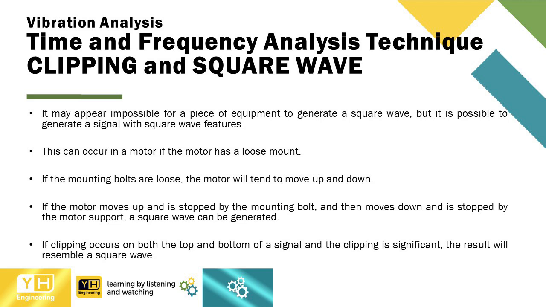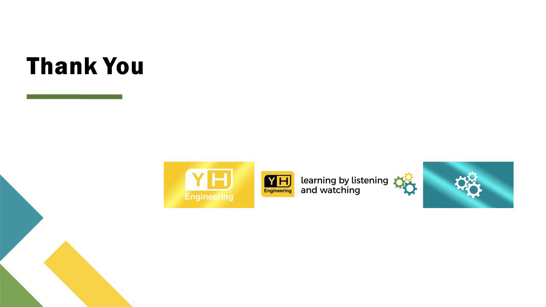If clipping occurs on both the top and bottom of a signal and the clipping is significant, the result will resemble a square wave.